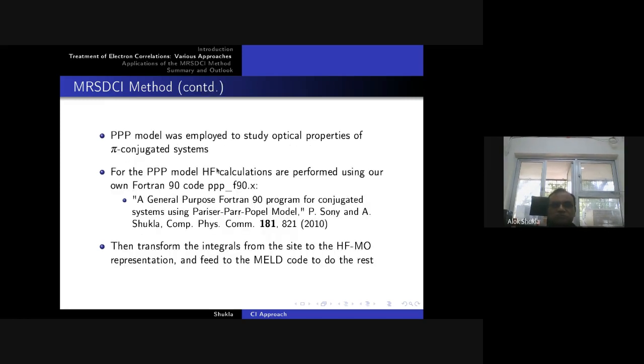So, just to continue with that, the PPP model, which I'll be discussing in somewhat greater detail later on, was designed to study the optical properties of planar pi-conjugated systems. Only in planar systems do you have sigma-pi separation. So we wrote a code in collaboration with my PhD student, a Fortran 90 program which does the Hartree-Fock calculations for the PPP Hamiltonian, and also does various other things, that is, transforms from AO to MO representation, and makes everything ready for MRSDCI calculations to be done by the MELD package.